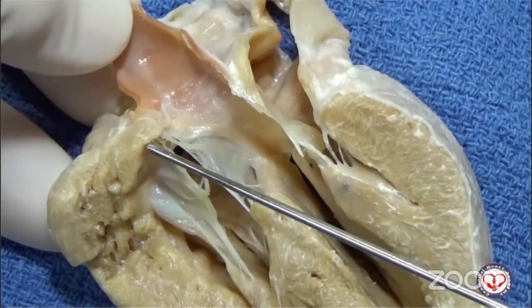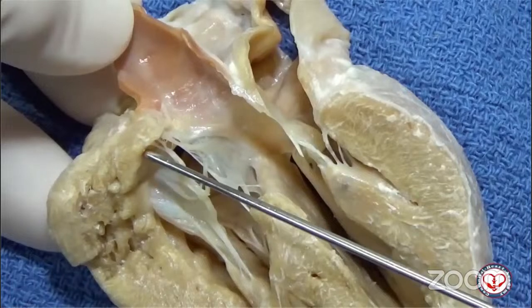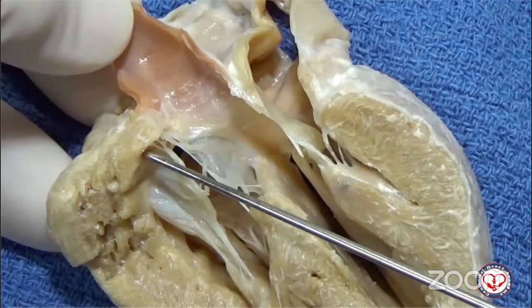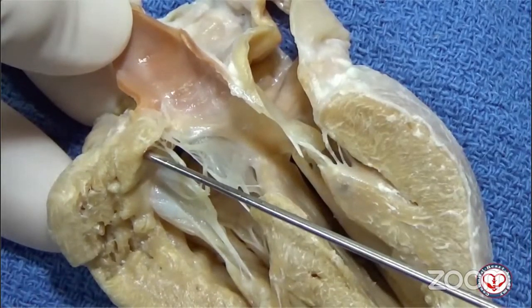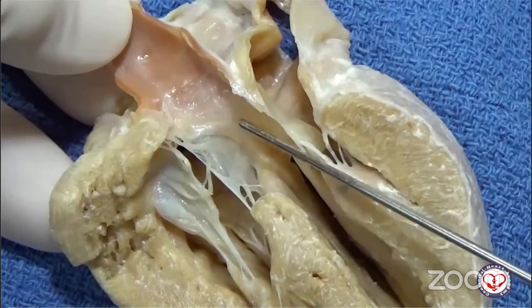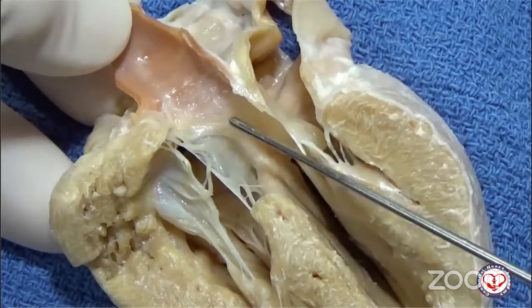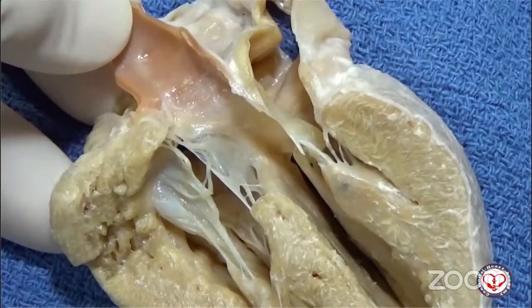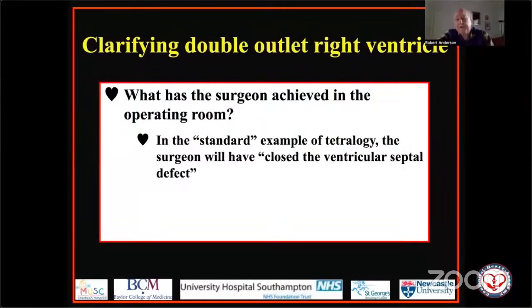So this area where my probe is, is where the surgeon will place their patch to put the aortic root back into the left ventricle and restore that left ventricular outflow tract. So what you have seen is tetralogy of Fallot with 50% override, and tetralogy of Fallot with the aorta arising almost exclusively from the right ventricle.